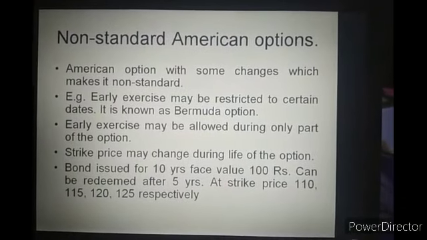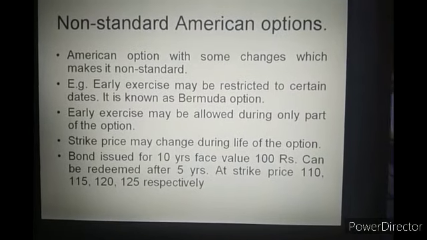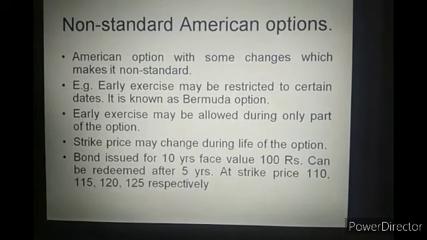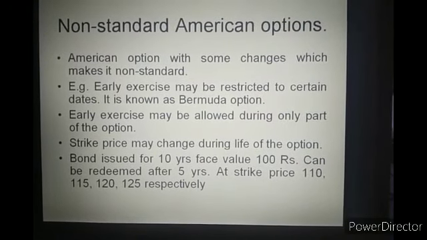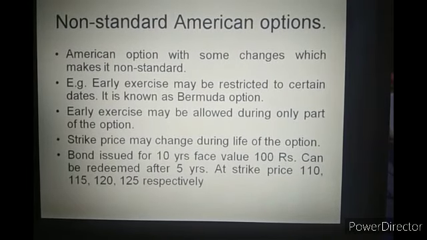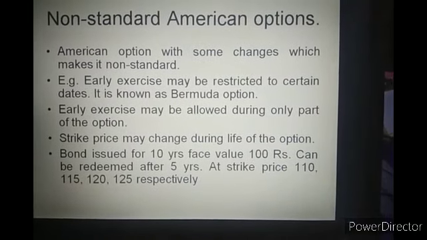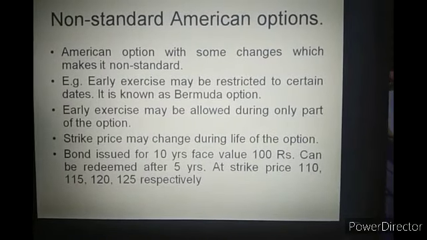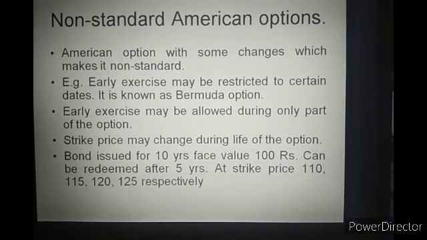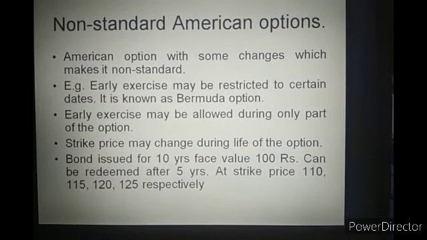Come to the non-standard American option. We know that there are two types of options, American and European. An American option can be exercised anytime, and a European option you have to wait until expiry. Non-standard American means it is a combination of American and European options. For example, early exercise may be restricted to certain dates. It is known as a Bermuda option. This can be a 1-mark question. Bermuda option means before expiry you can exercise, but with some restrictions.